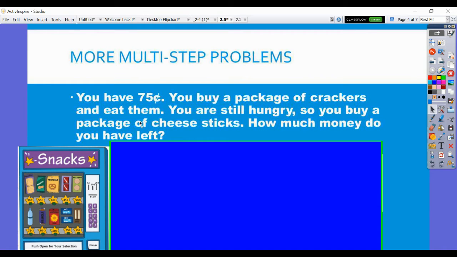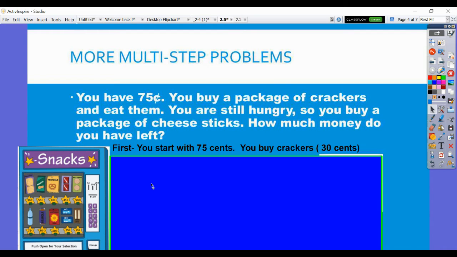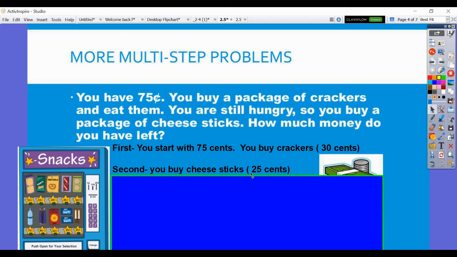We buy a package of crackers and eat them. So crackers is 30 cents. So we start with 75 cents and we buy crackers, which are 30 cents. Second, we buy cheese sticks, which are 25 cents. And then we need to figure out how much money we have left after we buy both the crackers and the cheese sticks. There are quite a few ways we could do this problem.